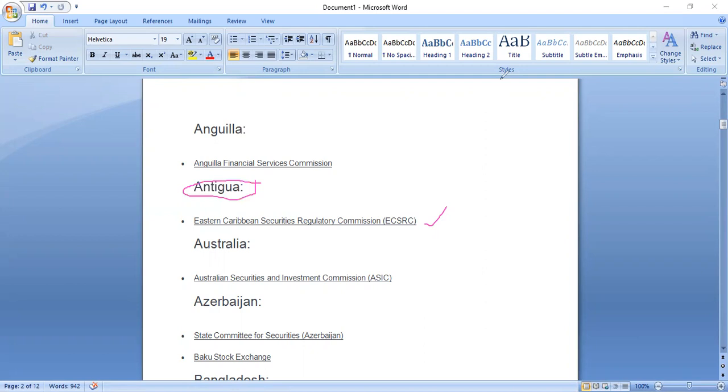Now, when we go to a country known as Australia, we have the Australian Securities and Investments Commission. So if you sign up to a broker that is coming from Australia, you should find out whether that broker is regulated by this institution, the Australian Securities and Investments Commission, which is ASIC. It's a very strong institution, and I love their work. Is that okay? Now let's continue.